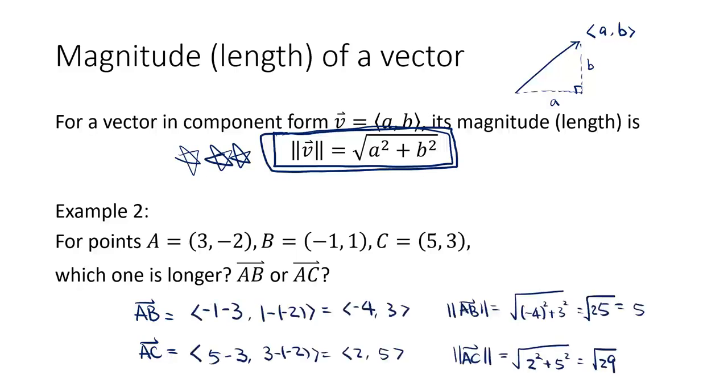So here is my answer for this problem. I found my vector AB and AC first using the terminal point minus the initial point. And once I have the component form, I can use my formula here, right? Square root of a squared plus b squared to find the magnitude of each one of them. So we can see that the magnitude of AB is 5 and the magnitude of AC is 29. So obviously the magnitude of AC is bigger, so AC vector is longer for this problem.